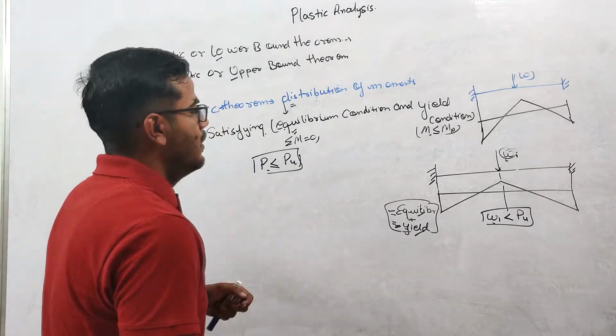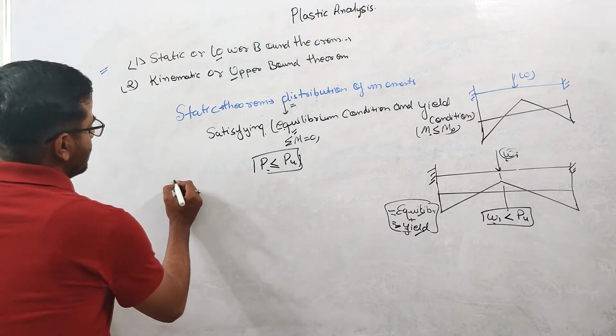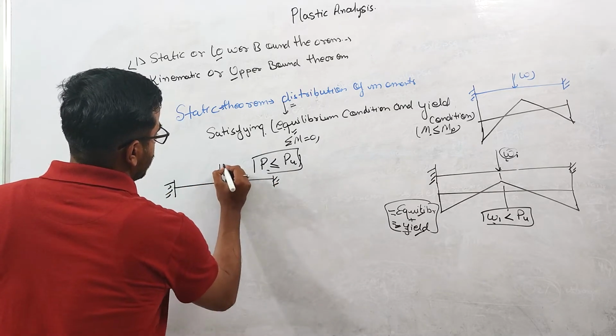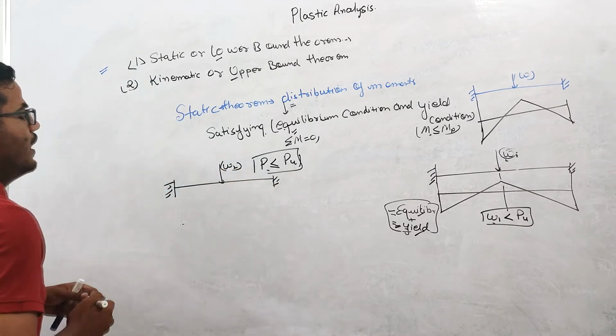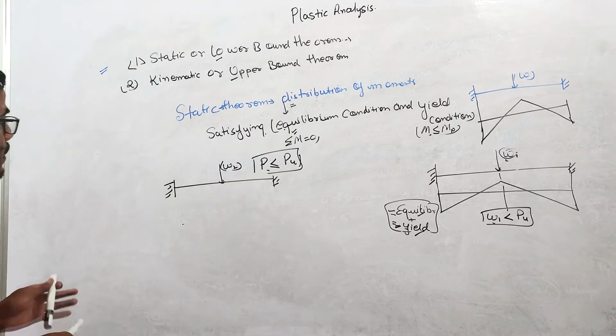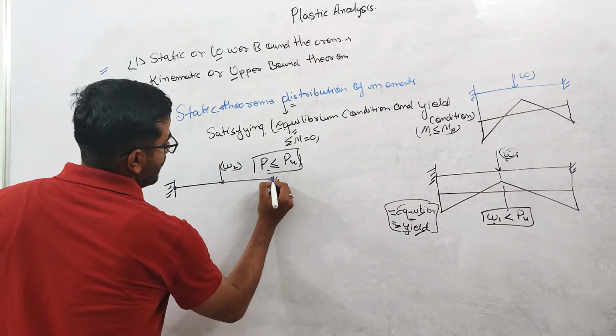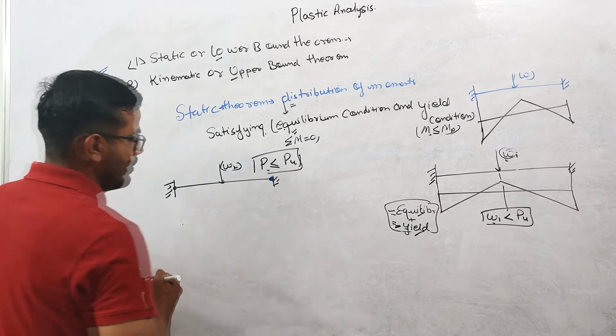Now let us increase this load W1 to W2. Due to this load, there is a formation of one plastic hinge over here and one plastic hinge over here.